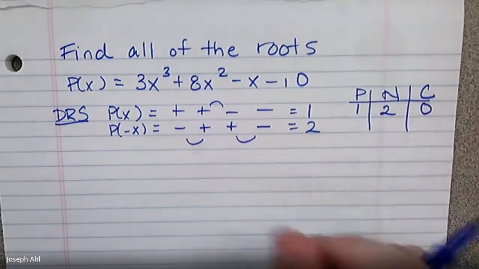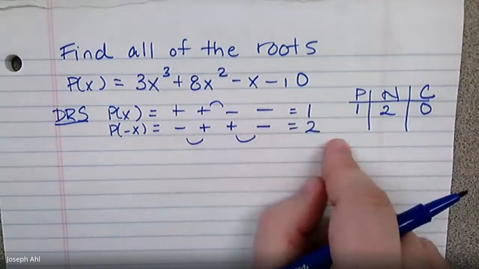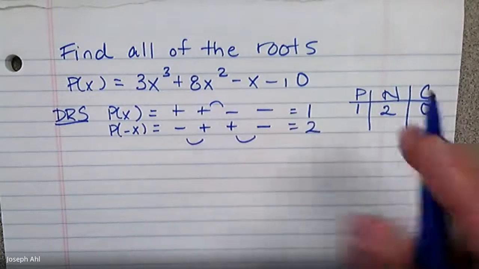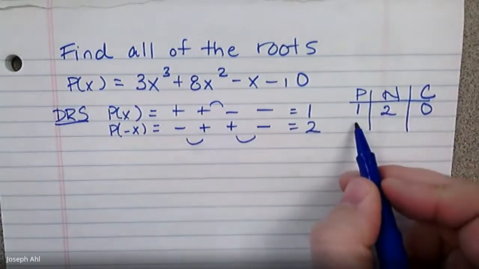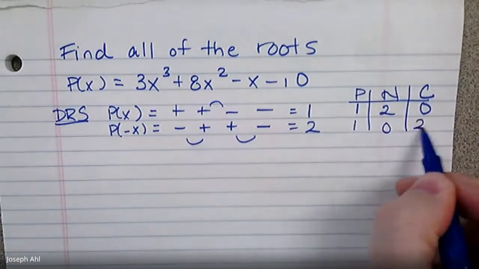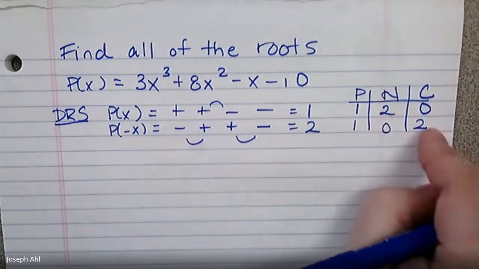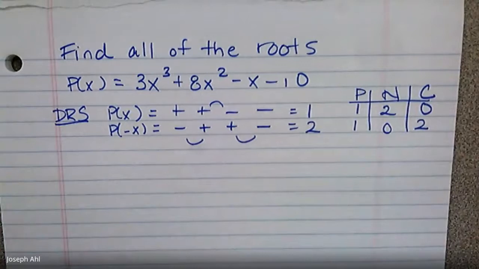First row, 1, 2, 0. Max of 1 positive, max of 2 negative. There would be no complex roots. The next row would say 1, 0, 2. I can decrease the negative column by 2 and consider possible complex roots from that.